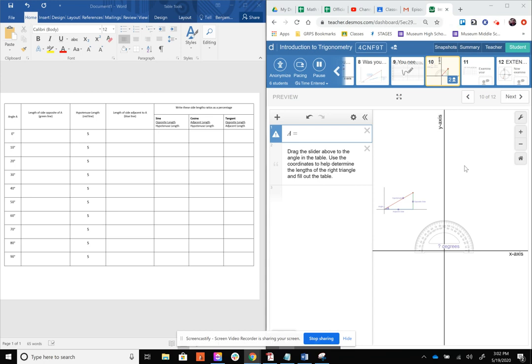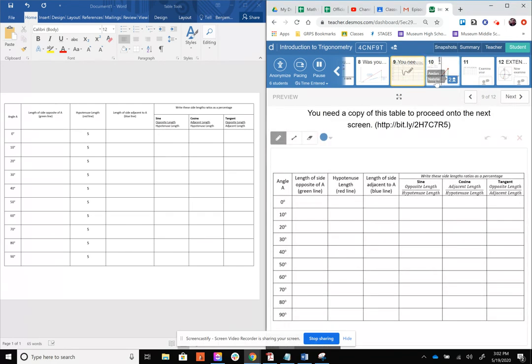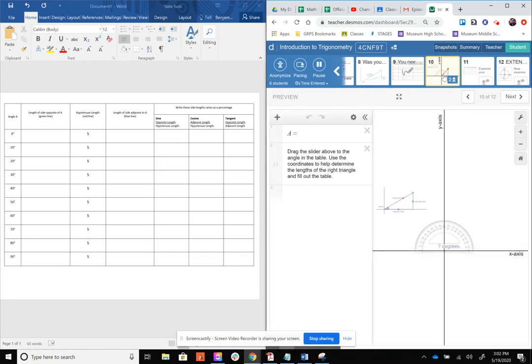Hello, wonderful geometry students. There's been a few questions about how to go about this introduction to geometry or trigonometry portion. So I'm at slide 10 of 12, and I've got the table on the left here of this investigation. You'll notice the table was on slide 9 here. So I have it over here to the left. You guys have a copy on your workshop doc.